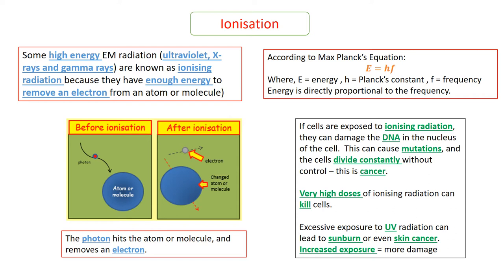According to this equation, energy is directly proportional to frequency. That's why ultraviolet, x-rays and gamma rays have higher energy, because their frequency is very high. But when we talk about radio waves, microwaves and infrared, these three components have the lowest frequency. That's why their energy is also low.